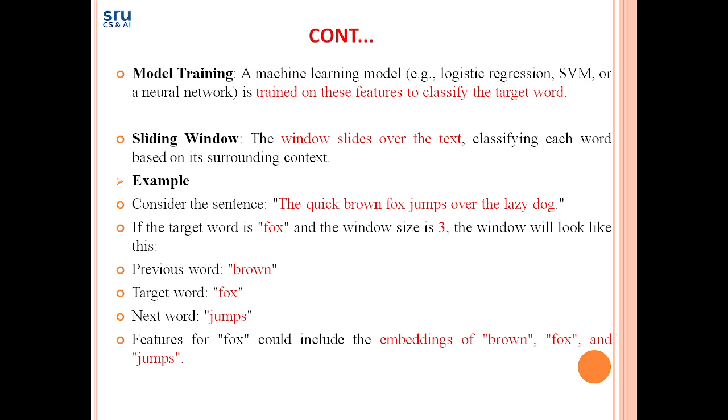Suppose, for example, consider the sentence "the quick brown fox jumps over the lazy dog." If the target word is fox and the window size is 3, the window looks like this: previous word brown, target word fox, next word jumps. Features for fox include embeddings of brown, fox, and jumps.